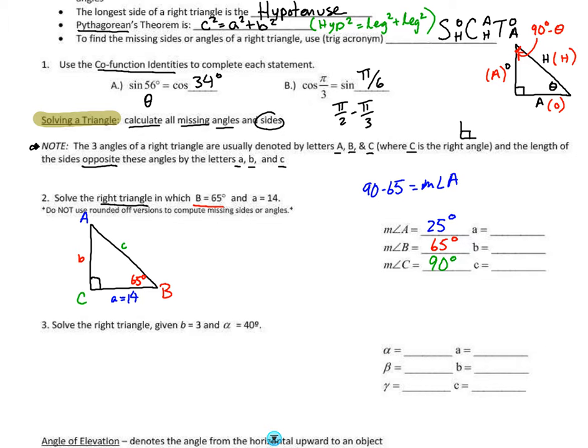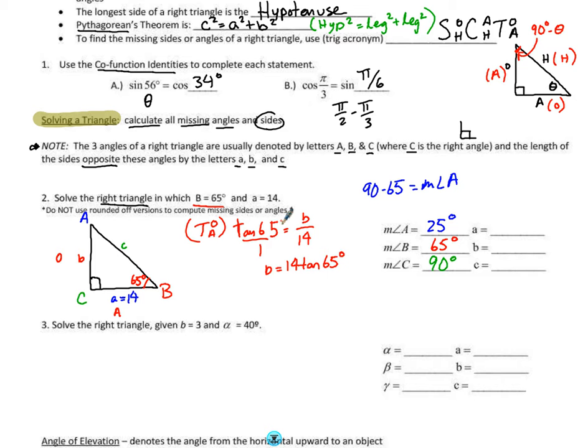Given that I know that B is 65 degrees, I can go ahead and use the opposite side, which is B, and the adjacent side, which is A, and we can use opposite over adjacent, which is tangent. So the tangent of 65 degrees is equal to the opposite side, which is B, over the adjacent side, 14. Do a little cross multiplying. I end up with B is equal to 14 times the tangent of 65 degrees.